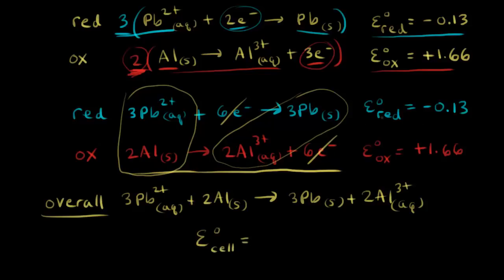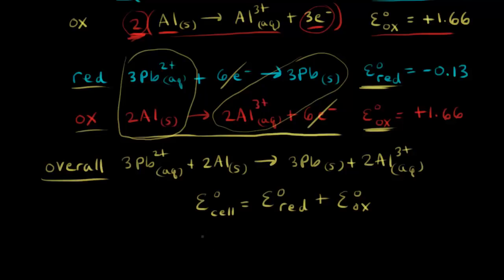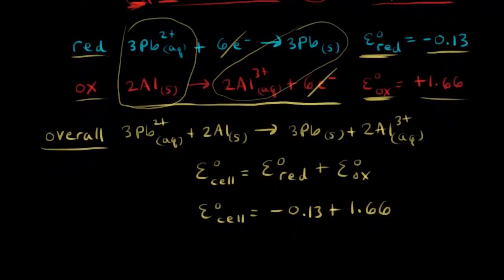We just have to add up our standard reduction potential and our standard oxidation potential. So just like we add our half reactions, we add our potentials together. We're going to add our standard reduction potential for that half reaction, and our standard oxidation potential for that half reaction to get the standard cell potential for the cell. So that's negative 0.13 plus positive 1.66. So that's equal to positive 1.53.